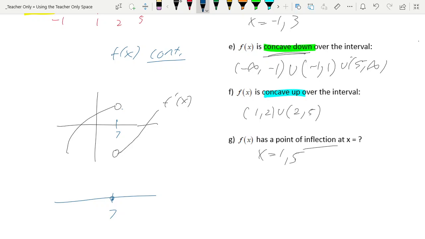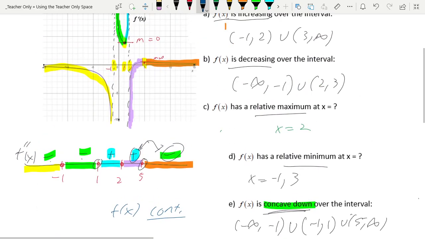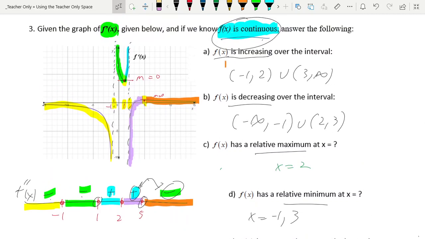Okay, I hope this makes sense, and I hope it makes something that looks pretty complicated and scary a lot more simple when we just break it down into number lines.